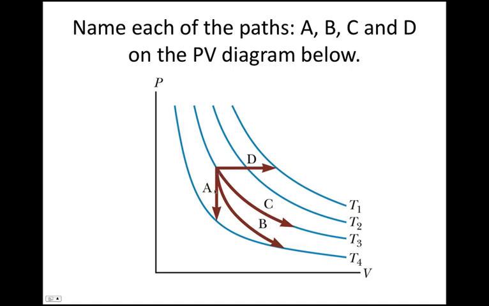Along path A, the volume is kept constant, so this is the isovolumetric process. Along B, this has got the shape of an adiabatic curve, so B is the adiabatic process. C takes place along an isotherm, so this is an isothermal process. And for process D, the pressure is kept constant, so this is the isobaric process.